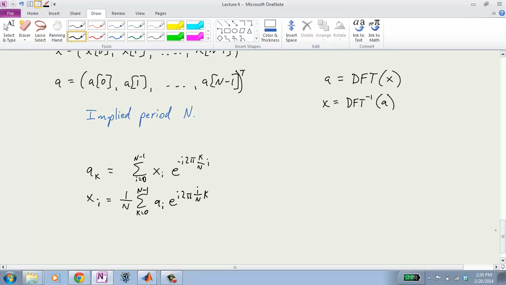Yes? Sorry, just to clarify, the index is distinct from... Yes, good point. I do have i there and there, so let me make that m. Good. Okay, so let me make that m. Thanks. All right, so what's the difference between this and the discrete time Fourier series?